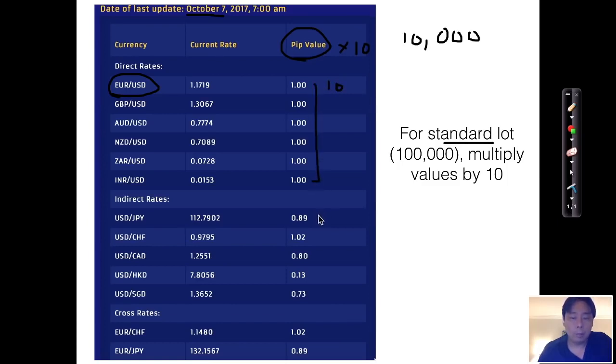Okay, this would be $8.90, right? And this would be $10.20, right? Just multiply by 10. You understand? Euro franc, this would be $10.20. This will be $8.90. So you can see that for most of the currency pairs, it is straight up $10. All right. So in other words, every 1 pip movement is $10 per lot that you buy. That's what it means. All right.